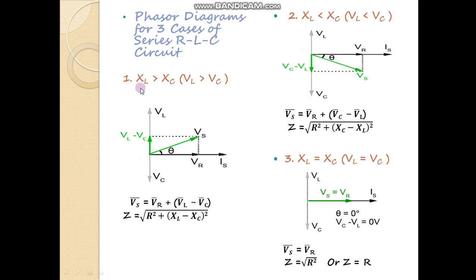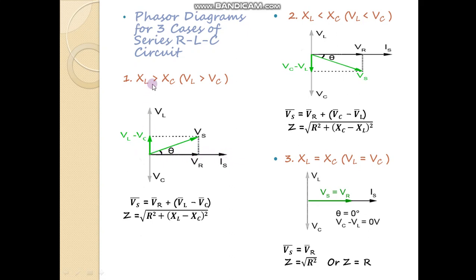The first case is when XL is greater than XC, meaning the inductive reactance becomes greater than the capacitive reactance, or we can say VL is greater than VC. Now, in the previous circuit we have seen that VL will come in the positive part of the imaginary axis, VC will come in the negative part of the imaginary axis, and VR will be on the real axis. Here we have taken VR as the reference, then the source current will come on the same phasor.